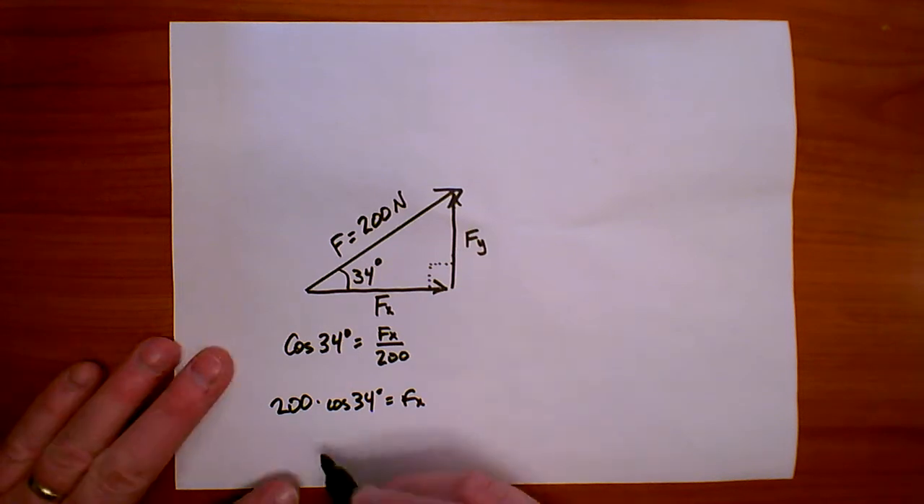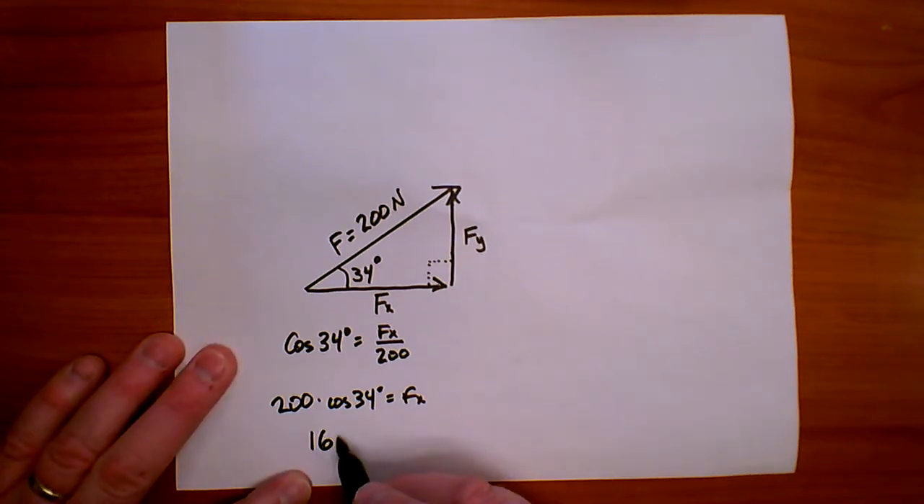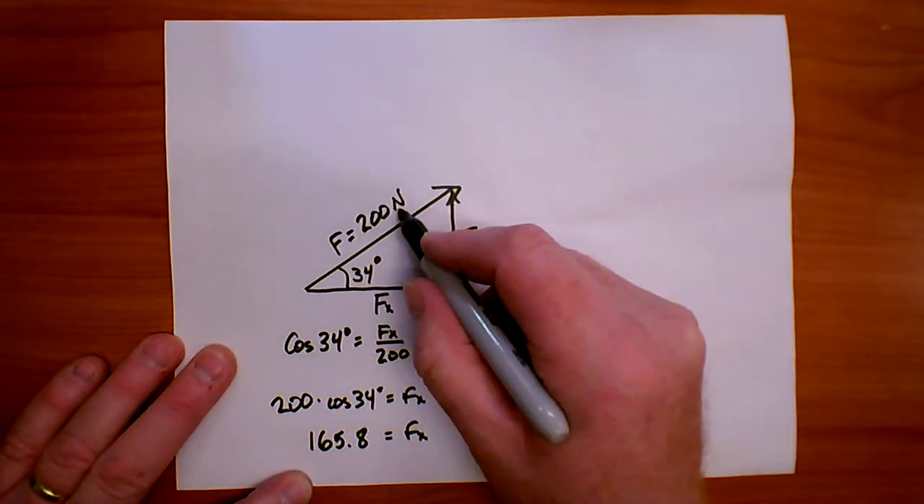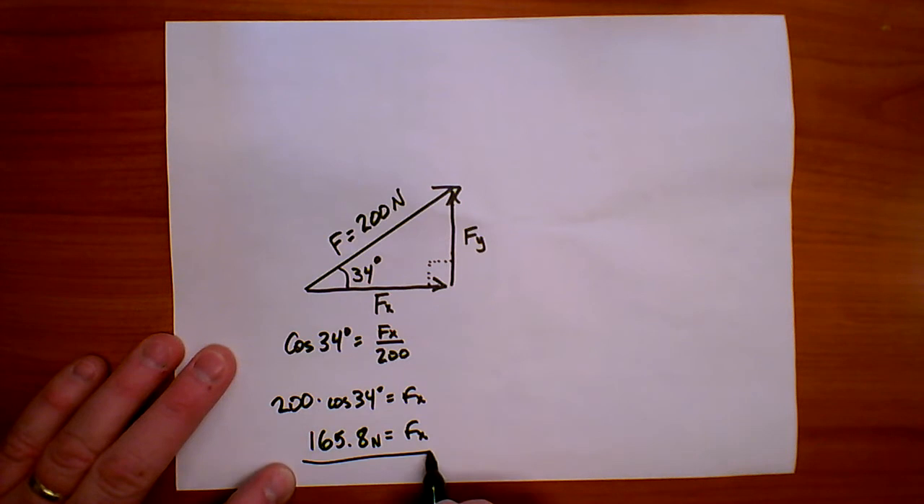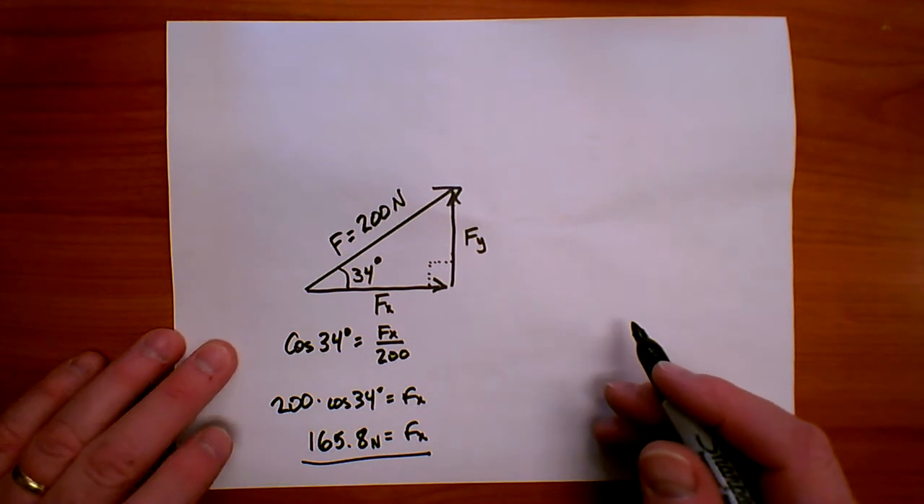I push the buttons and I get 165.8 equals fx. The unit on this, of course, will be newtons, because remember the original force was in newtons. So there's my fx. That's how much of my vector is horizontal.